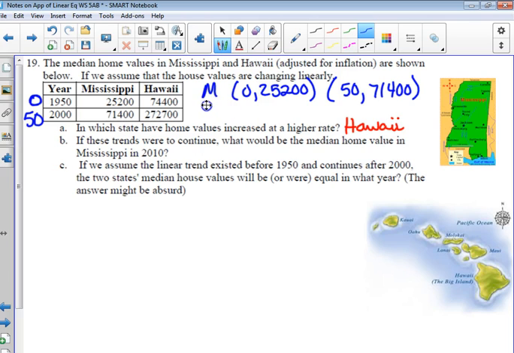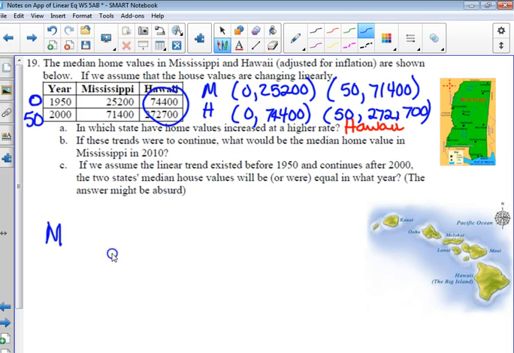All right, gentlemen, you are in charge of finding Mississippi's slope. Girls, we're going to do Hawaii's slope. Year 0, 74,400, to 50 years later, it was 272,700. Okay, so yeah, this number's wrong. Thank you. 74,400. Yep. These two numbers are for Hawaii. I messed up. Okay, Mississippi, anybody get the slope yet?